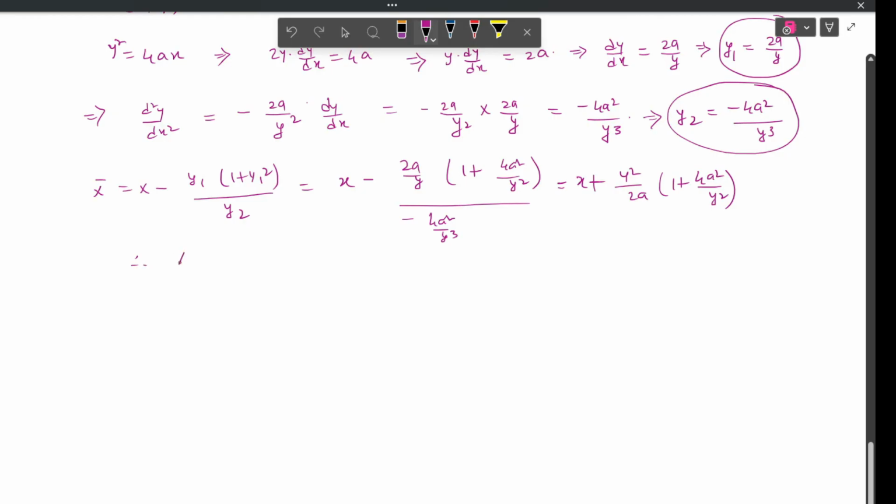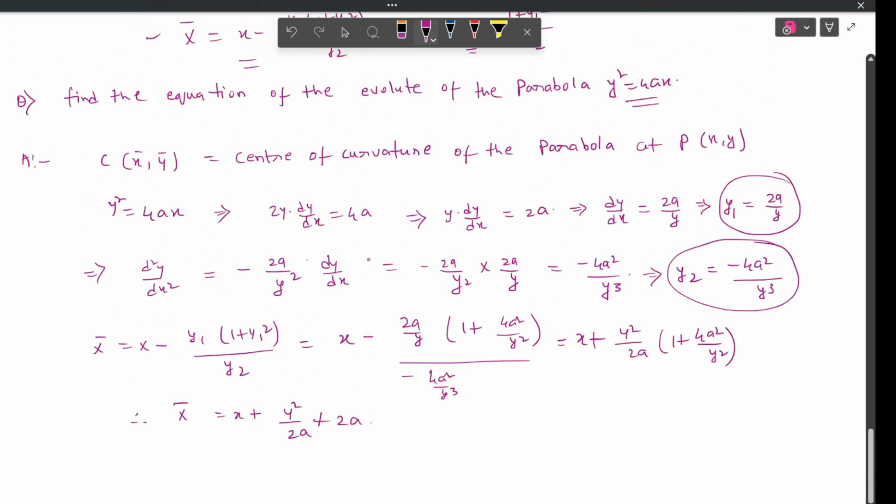So ultimately we get x bar is x plus y square by 2a into 1. This y square will cancel out, 2a and 2a will cancel out, you will get 2a. Now similarly we have to find out y.